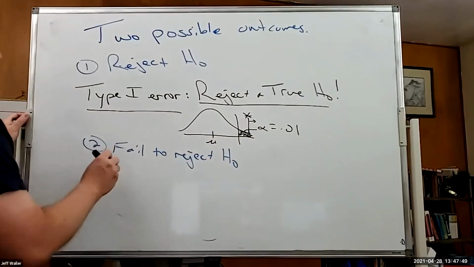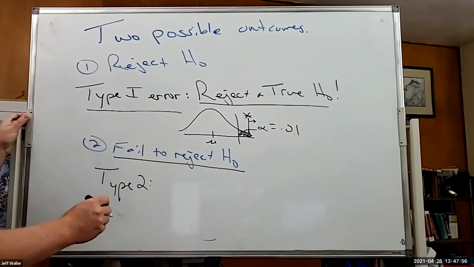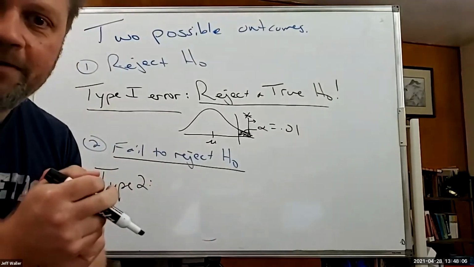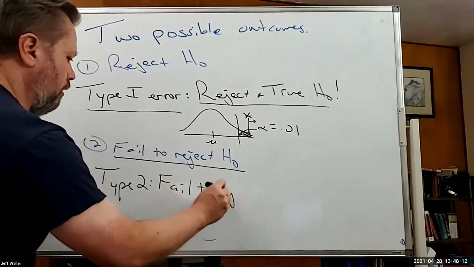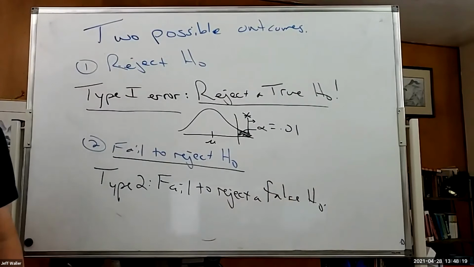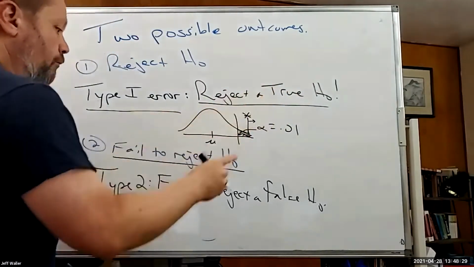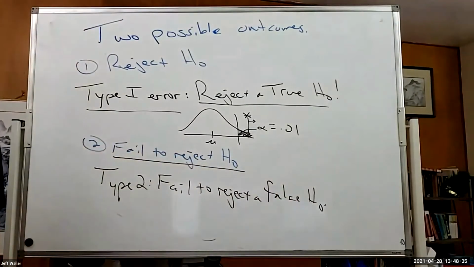So what should the type 2 error be? When is it bad to do this? When do you want to reject a null? When it's false. So when is it bad to fail to reject it? If I fail to reject a false null. That would be an error, failing to reject it when it's false.